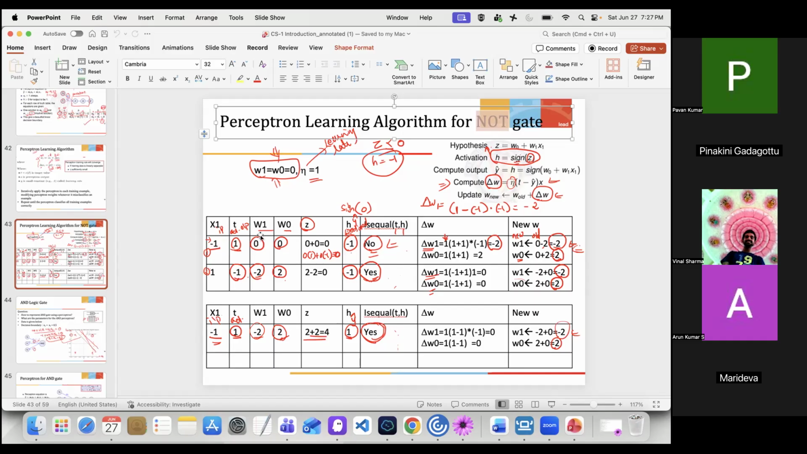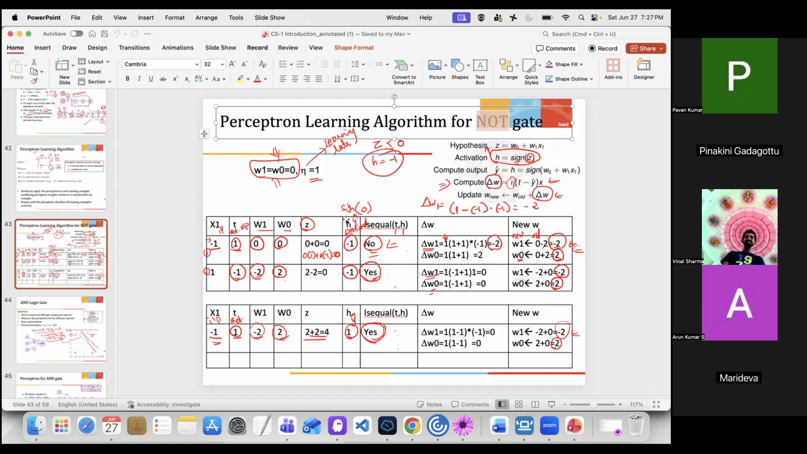Now initial weights are 0 and 0. Now you calculate the z value, the summation value. So that is W0 into x0. X0 will always be 1, so 0 into 1 is 0. And then x1 into W1, that is -1 into 0, which is 0. Okay, we got 0. So next you will have the sign function.